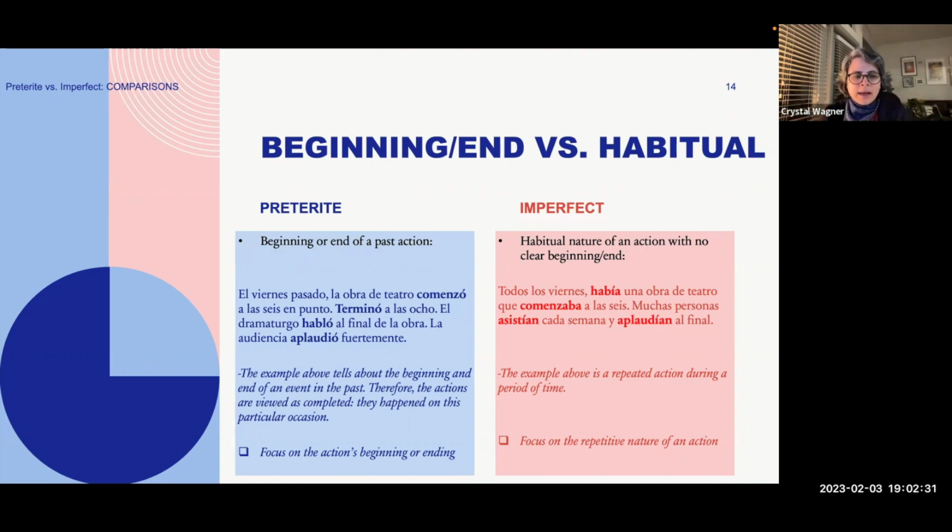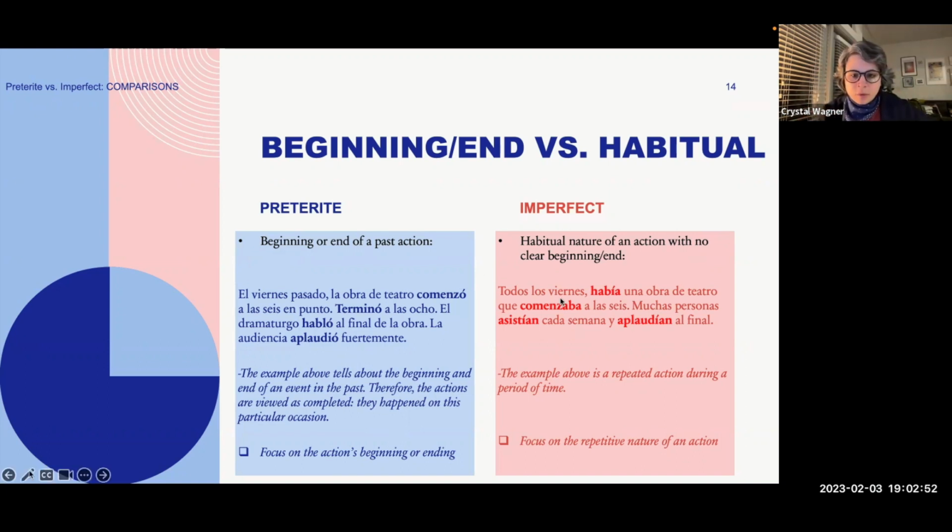So in here, I have a story of something that happened on a specific time frame, on a finite time frame. El viernes pasado. This is an event. Therefore, it's the preterite. All of these have the beginning of a past action and the end of it as well, and just like the events that happened.